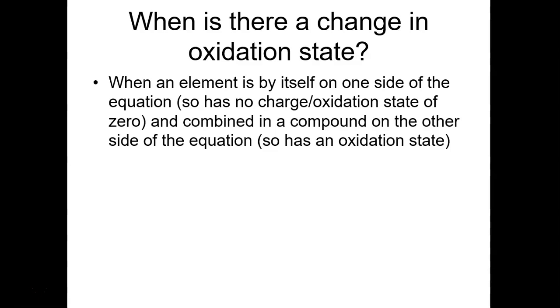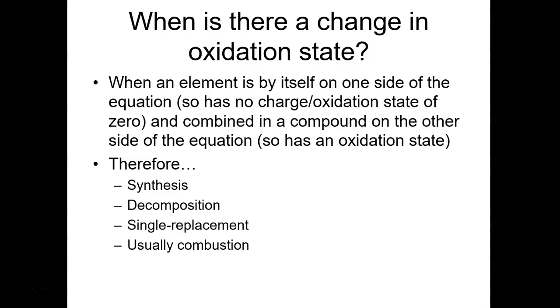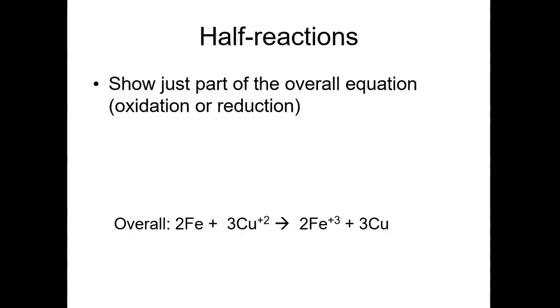So, you can usually recognize a change in oxidation state when I have an element by itself, so not in a compound, on one side of the equation, so it has an oxidation state of 0, and combined in a compound on the other side, so it has a non-zero oxidation state. So what that means is that synthesis, decomposition, single replacement, and combustion are all examples of redox reactions. The only type that isn't is double replacement. And if you think about the way that we predicted the products, that makes sense because we carried over the charges from the reactant to the product side.